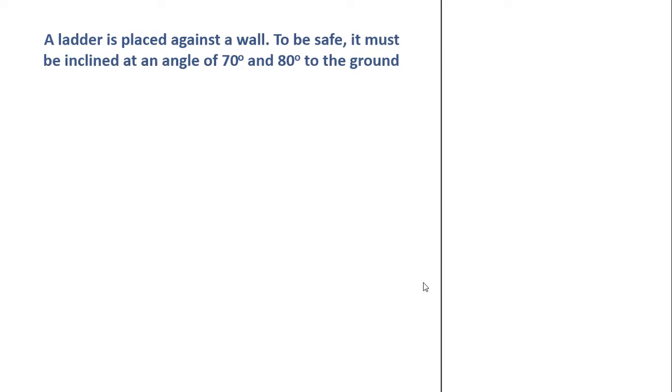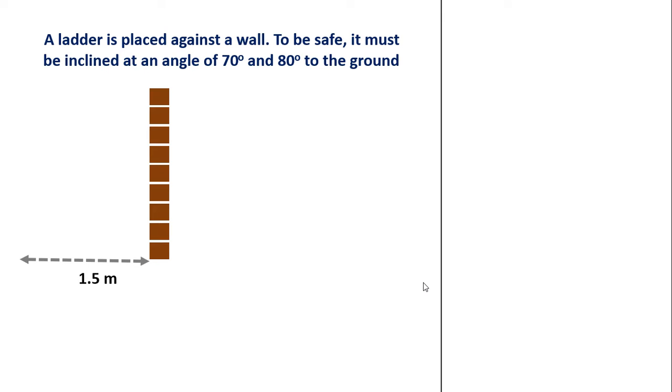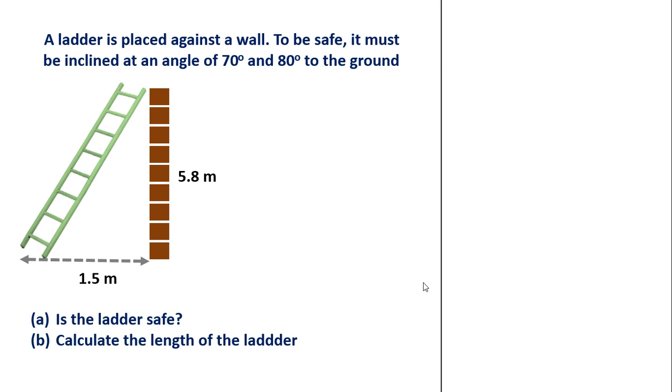So today's question is: a ladder is placed against a wall. To be safe, it must be inclined at an angle of 70 to 80 degrees to the ground. Now let's suppose this is my ground and it should be at 1.5 meters. And let's say this is my wall and it's 5.8 meters, and this is a ladder that is resting on the wall and attached with the ground. Now the question is, is the ladder safe? And part B says, calculate the length of the ladder.